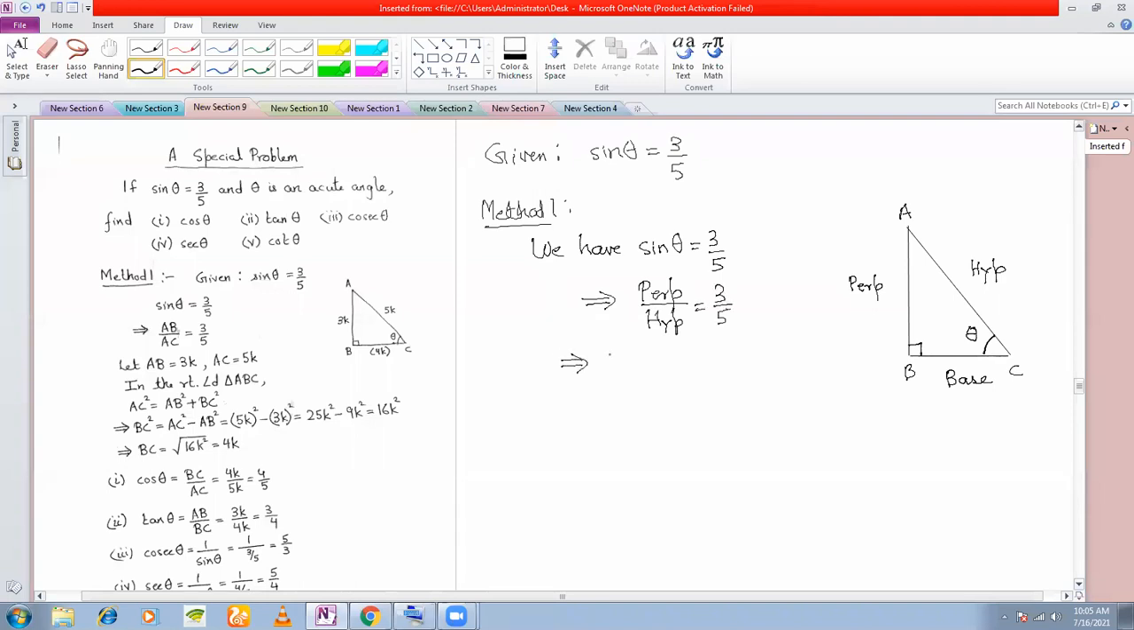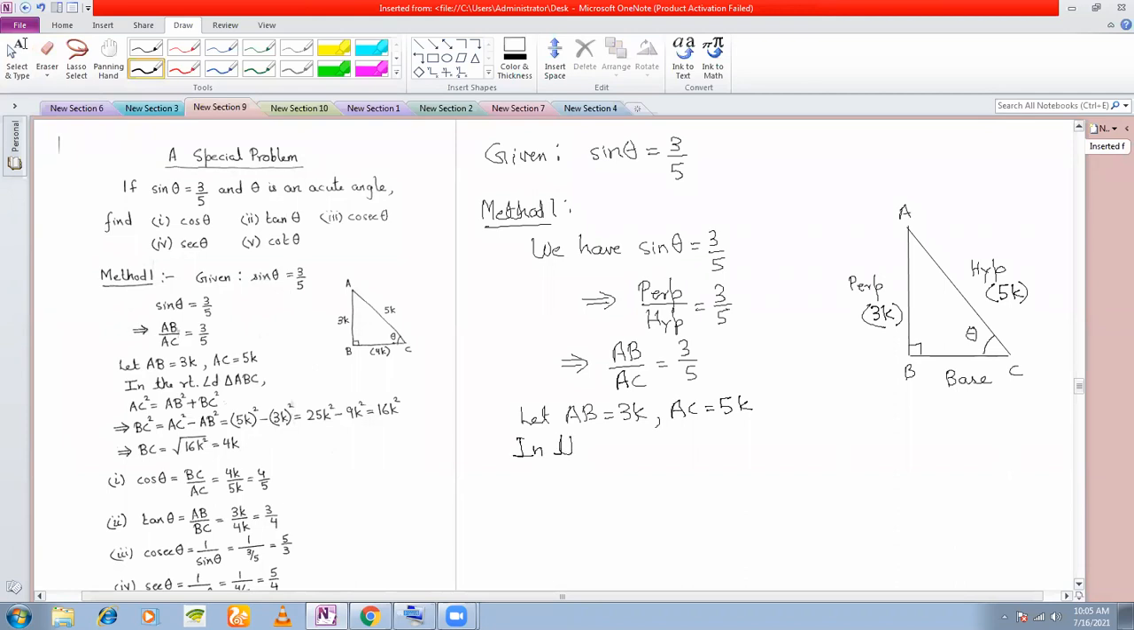That means which one is the perpendicular here? AB. And which one is the base here? BC. So that means now we can take AB as 3K. We will take hypotenuse, not base. Yes, this is AC, not BC. So AB is 3K and AC is 5K. So we know the perpendicular and we know the hypotenuse, and now we want to find out the base. So we shall use Pythagoras theorem.